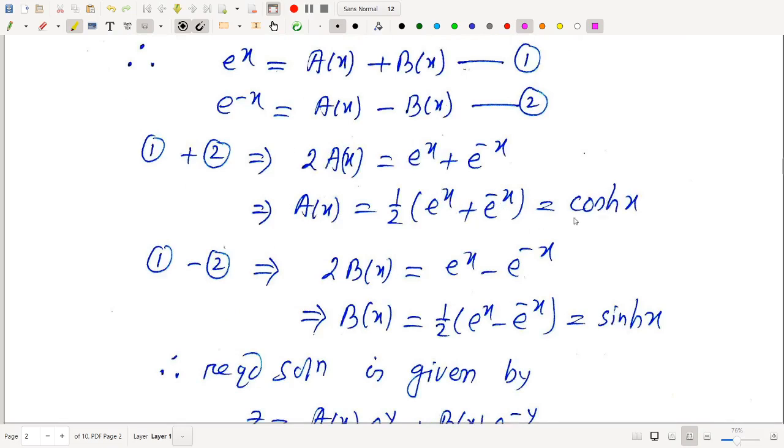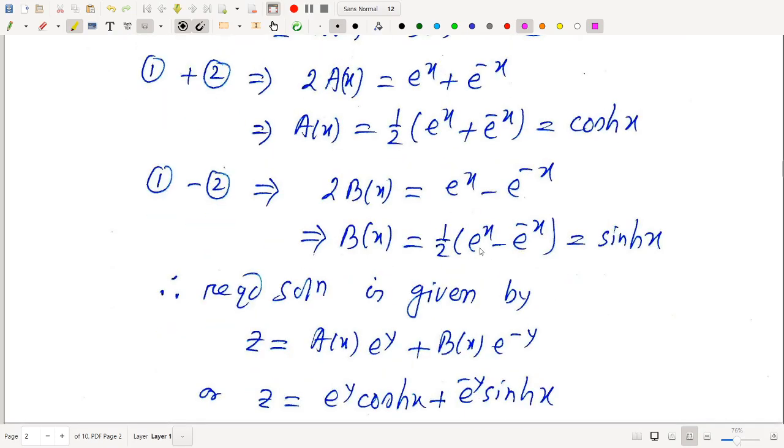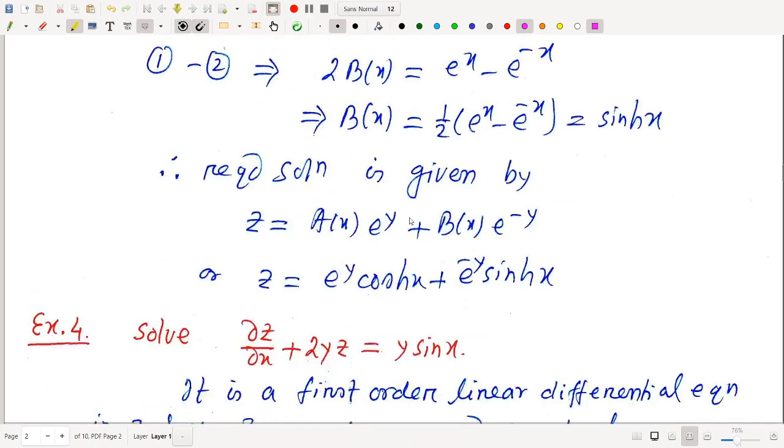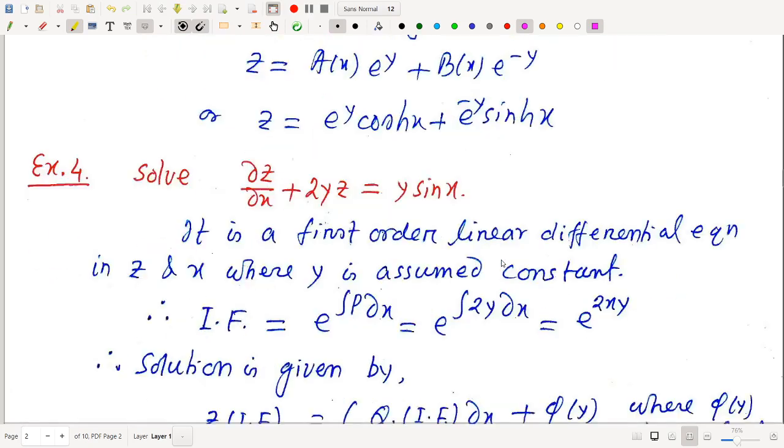e to the power x plus e to the power minus x, that is cos hyperbolic x, the definition of cos hyperbolic x, and b(x) equal to half e to the power x minus e to the power minus x, this is the definition of sin hyperbolic x. So a(x) and b(x) are obtained, therefore the required solution is given by z equal to e to the power y cos hyperbolic x, e to the power minus y sin hyperbolic x, putting the values of a(x) and b(x).